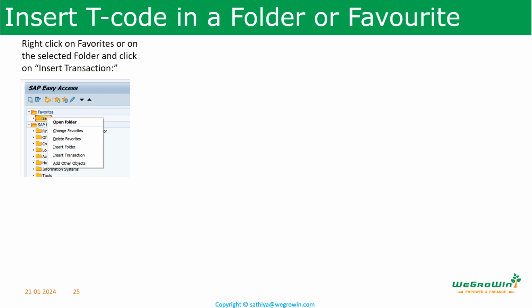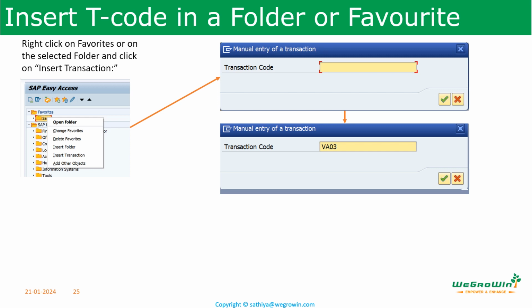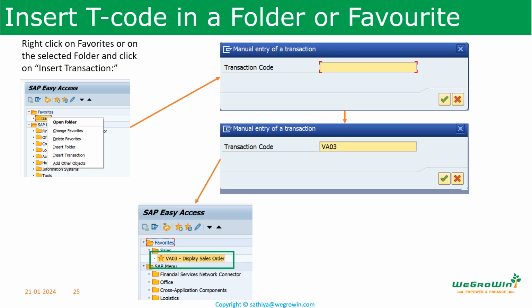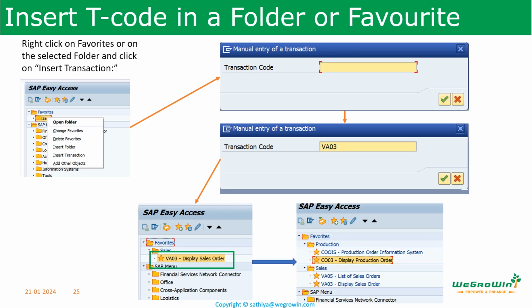Now in this folder I want to insert one transaction. So I right click on that particular folder and click insert transaction. The tab opens. Then I put the transaction VA03, which is display sales order. When I enter it, VA03 is displayed in the folder. The folder is updated with the VA03 transaction. Like this we can update production, sales, purchase, and other things also.